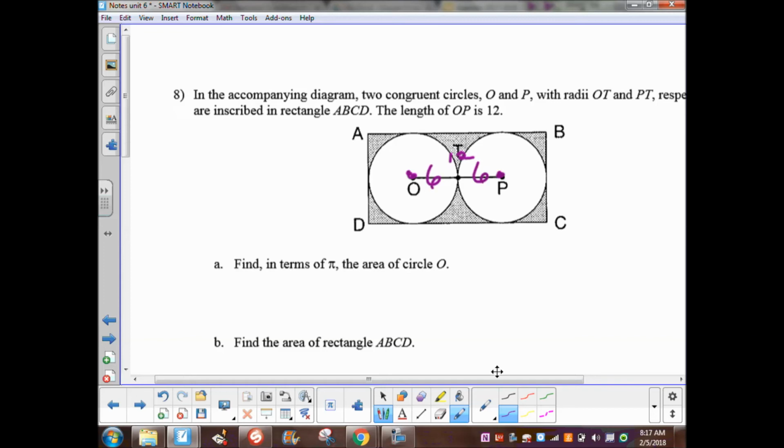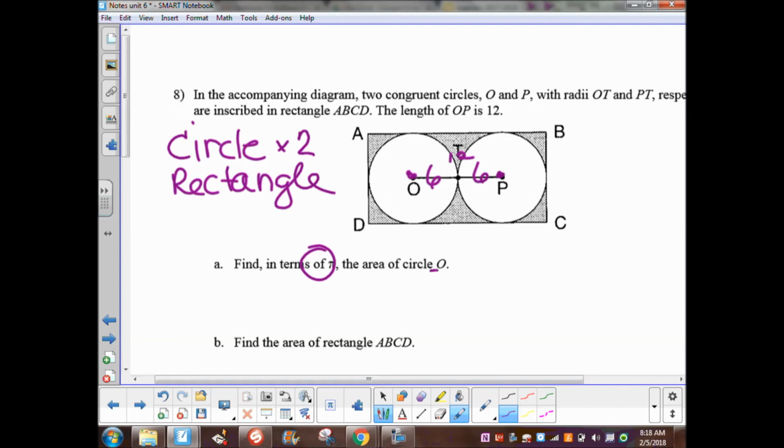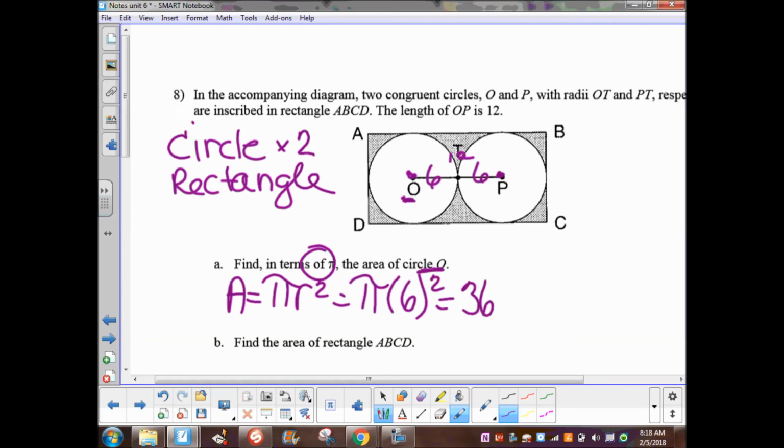So the shapes we have here, we know we have a circle, we have 2 of them, and we have a rectangle. Now it kind of walks us through. It says find in terms of pi the area of circle O. So this one here. Pi r squared, pi 6 squared, in terms of pi, 36 pi.